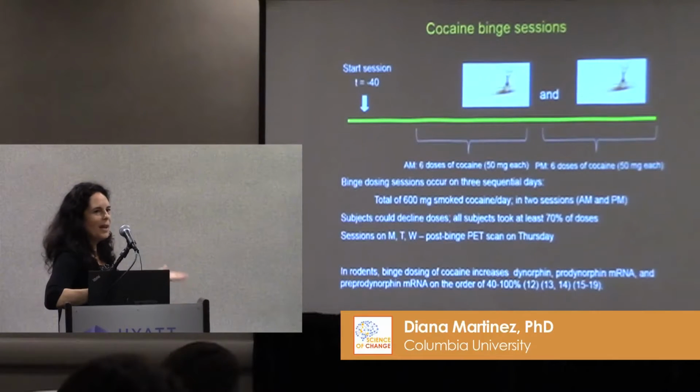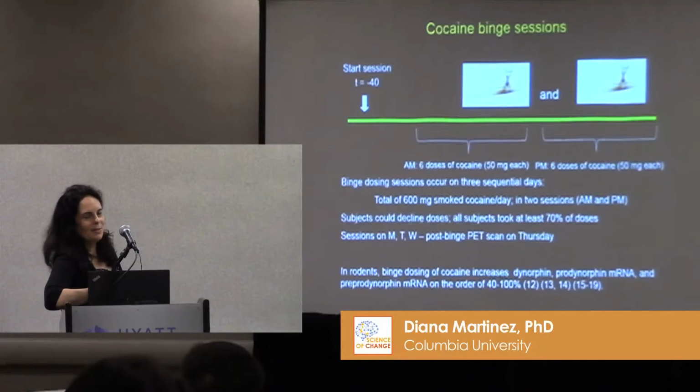Then I mentioned after that we had people binge in the laboratory. We gave them just choices between cocaine and cocaine. There was no other choice. They could decline. It was pretty high doses, 600 milligrams total, 300 in the morning, 300 in the afternoon. They could decline doses, but they couldn't get anything for declining those doses. Subjects took at least 70% of the doses, which we expected. It's a lot of cocaine to expect everybody to take all of it. We did the binge sessions on a Monday, Tuesday, and Wednesday, and then went back to Yale. We did all the scanning at Yale for a PET scan on Thursday.